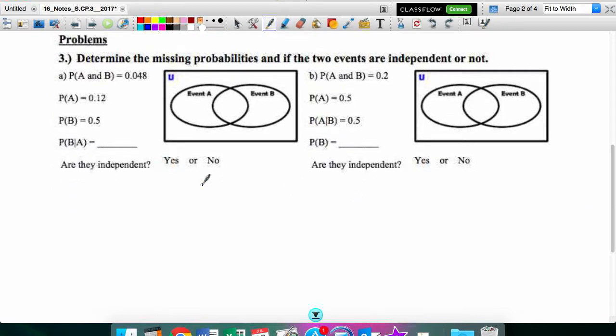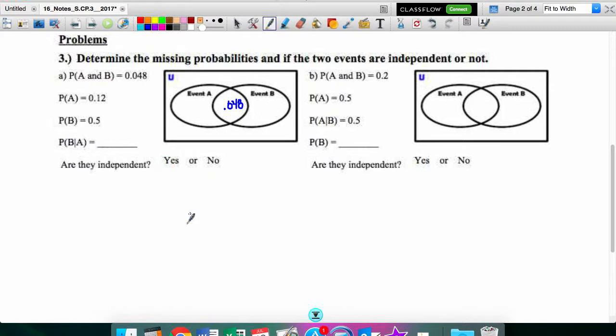So, let's take a look at what we do know in part A. We know the and probability is 0.048. I'm going to go ahead and list that in the Venn diagram, although the Venn diagram may or may not necessarily be needed in each of these problems. The and is the middle, so I'm going to go ahead and fill out that number in the middle. The probability of A is 0.12. That's the entire circle right here. I don't want to fill that out on the left because that includes the 0.048.